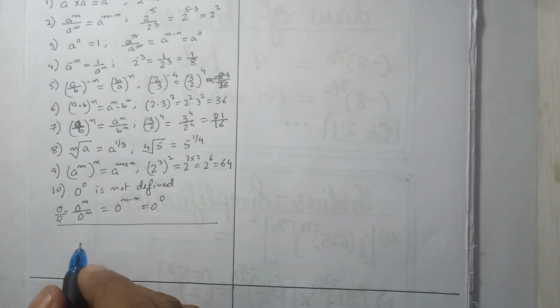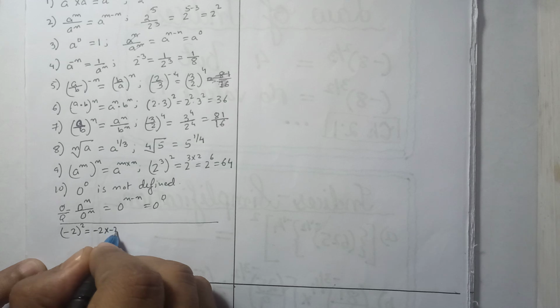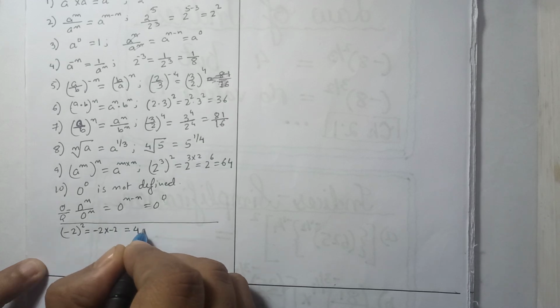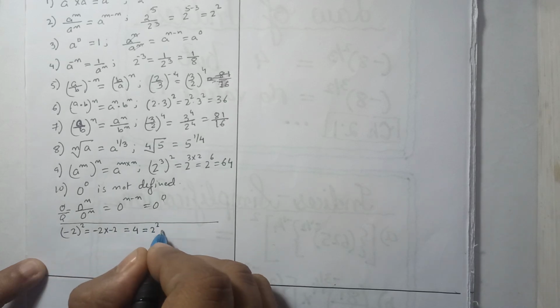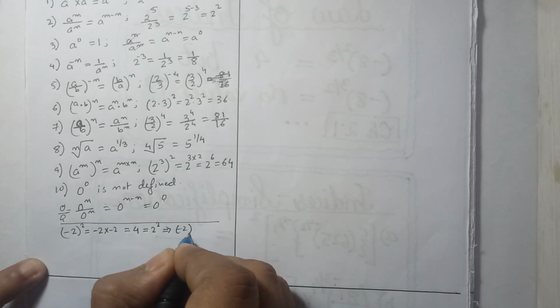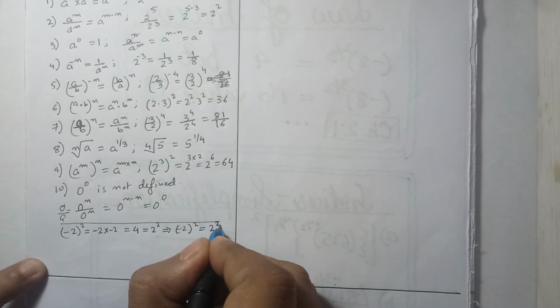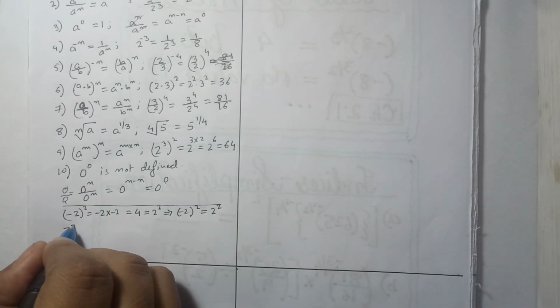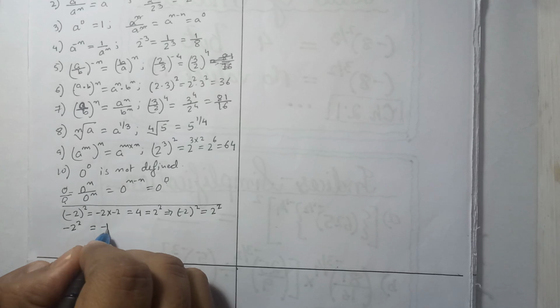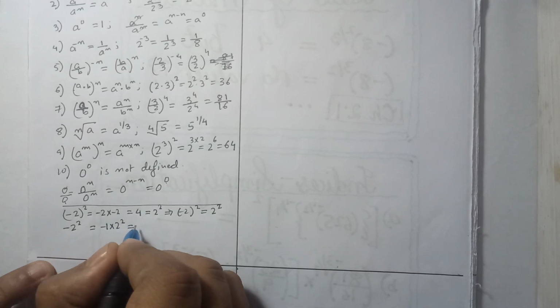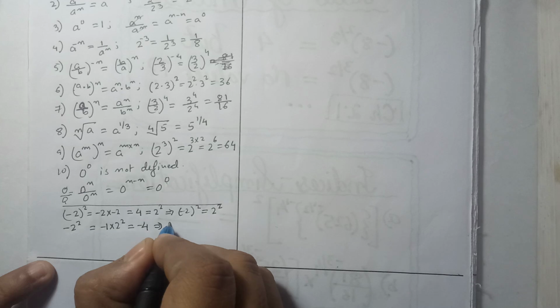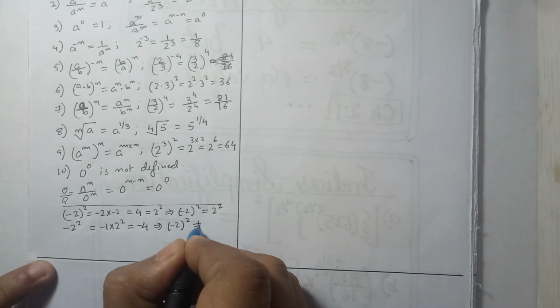The first is, if I say minus 2 whole square, it is minus 2 into minus 2, so it is 4, or we say 2 square, which implies minus 2 whole square is equal to 2 square, right? However, minus 2 square is equal to minus 1 into 2 square, which is equal to minus 4. This implies that minus 2 whole square is not equal to minus 2 square.